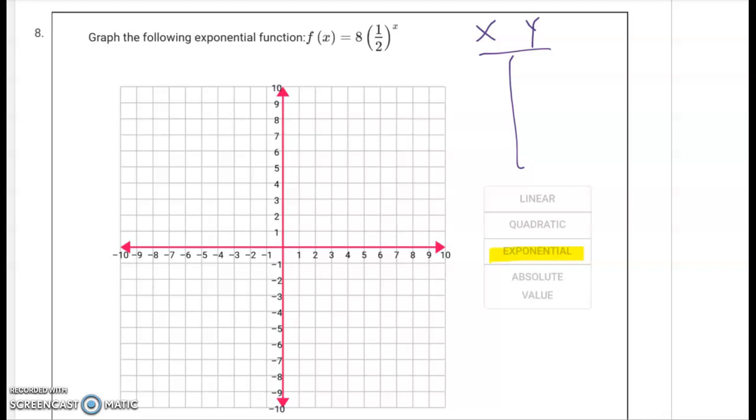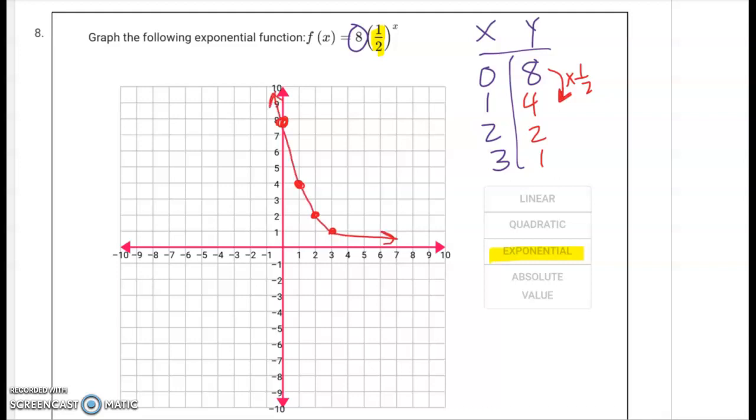So our y-intercept is 0, 8. I got that from here. And then if I want additional points, I take the rate, which is 1/2, and we multiply the first y value by 1/2. So 8 times 1/2 is 4. And then keep multiplying by 1/2, the rate. 4 times 1/2 is 2. 2 times 1/2 is 1. So I have lots of awesome points that I can plot to create my graph. Okay, and the graph will look something like this.